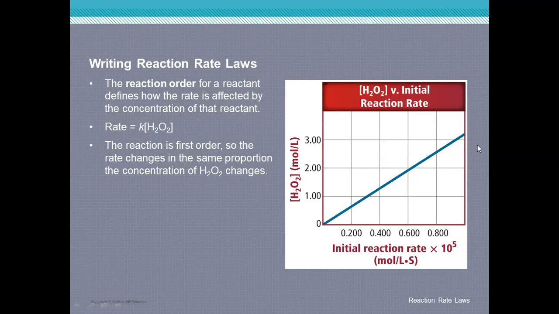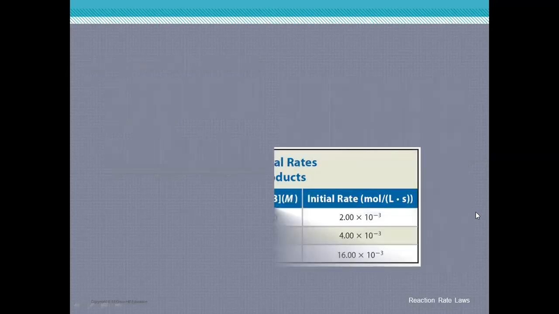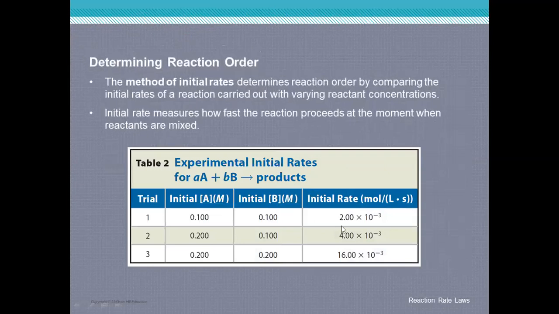The reaction order for a reactant defines how the rate is affected by the concentration of that reactant. As rate equals K times H2O2, the reaction is first order, so the rate changes in the same proportion as the concentration of H2O2 changes.